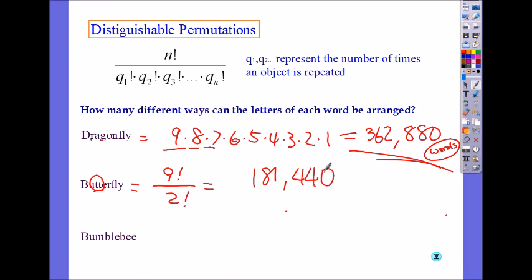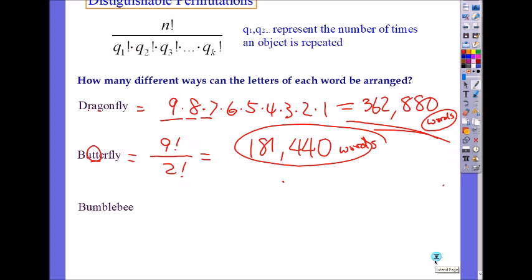181,440 words. These are called distinguishable permutations. The order still matters, but there are some swaps that will not change the outcome. Yes? Factorials: it's a product of numbers that you multiply until the number becomes 1. You decrease it by 1 each time.